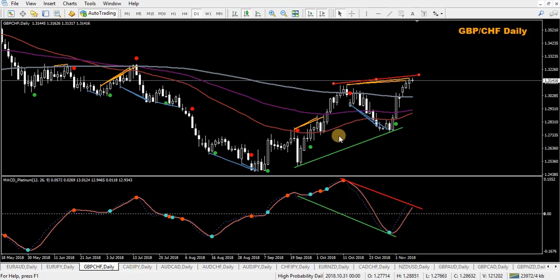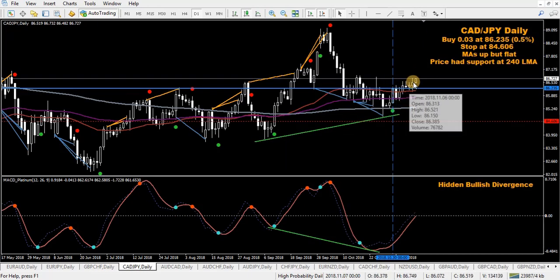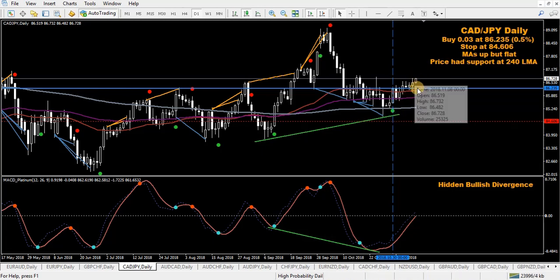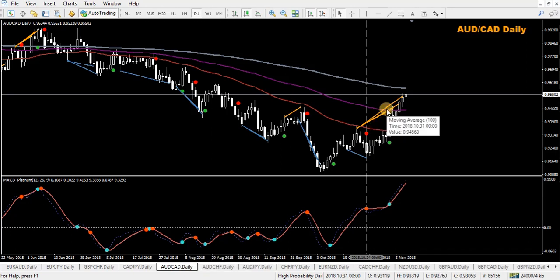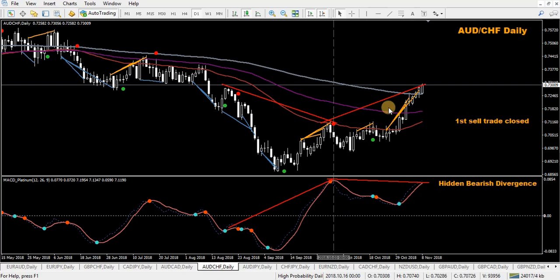CAD Yen in a buy here, going up nicely, and still a valid signal, in small profit at the moment. AusCAD, nothing. Next trade I'll be looking for is a possible sell. Price is getting to the 240 LMA at the moment, but not much happening. Just wait and see. Oz Swiss, nothing doing at the moment.